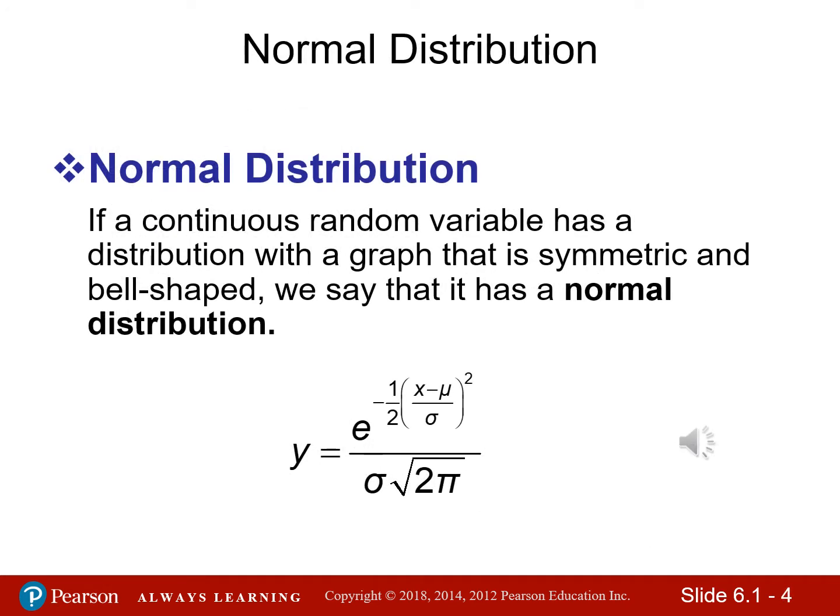If a continuous random variable has a distribution with a graph that is symmetric and bell-shaped, we say that it is a normal distribution. Here is the formula for a normal distribution. For this class, for Stat 251, you won't be using this formula to calculate or to graph any normal distributions.